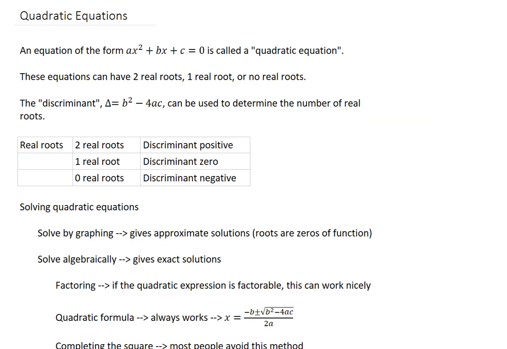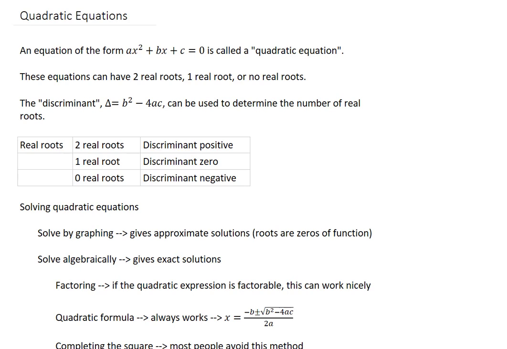Next topic, quite related to the previous one, is quadratic equations. A quadratic equation has the form ax squared plus bx plus c equals 0. So very similar to the idea of a quadratic function. But when we are looking for the x-intercepts, or zeros, of the quadratic function, that's when we solve a quadratic equation, because it's equal to 0.